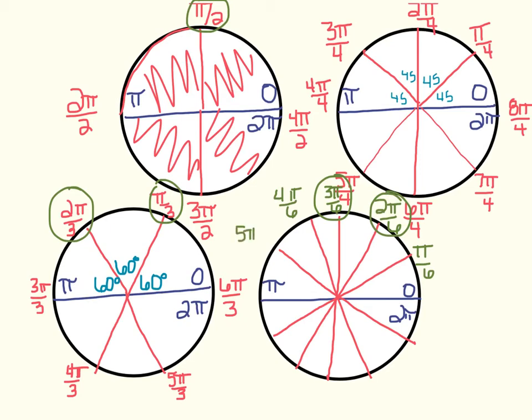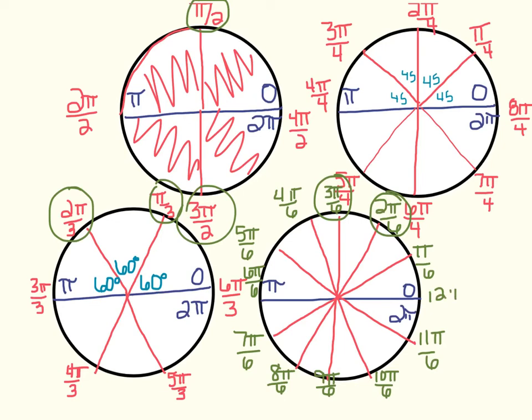5 pi over 6. And then this single pi would be 6 pi over 6, which again, 6 over 6 just reduces to 1. I could keep going, and this would be 7 pi over 6. 8 pi over 6, which would really be the same as 4 over 3. 9 pi over 6, which is the same as 3 over 2 from up here. 10 pi over 6, which is the same as 5 over 3. 11 pi over 6, and then this would be 12 pi over 6.